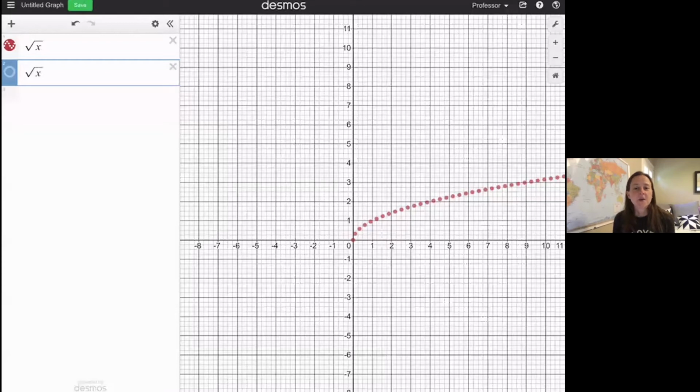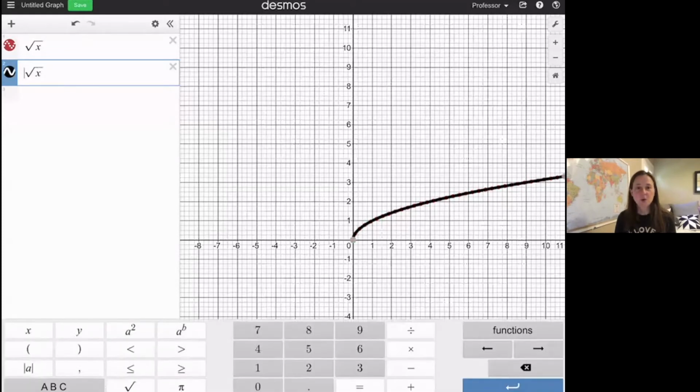All right, in this video, I want to talk about what happens when you multiply a function by a number. And we're going to start off by multiplying by a -1. Again, we're going to have an inside transformation and an outside transformation. So let's start on the outside of this function. Let's turn on our second graph using square root of x for this one. And I'm just going to multiply by -1.